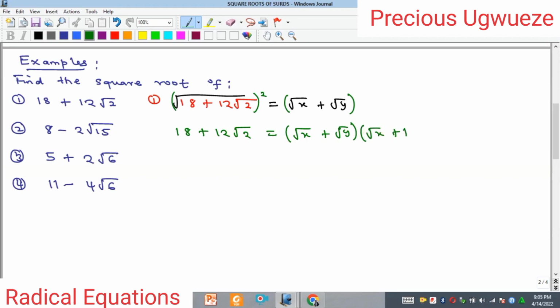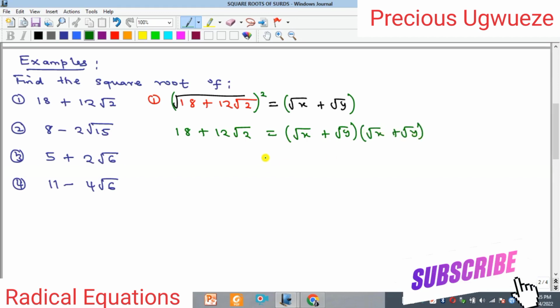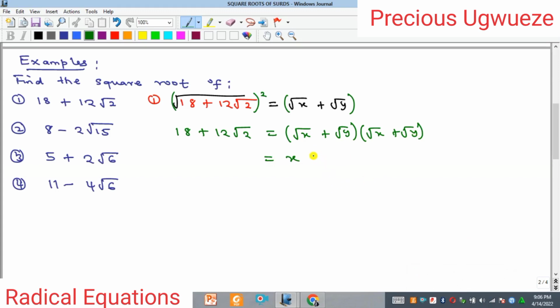That is of course going to give us the square root of x times square root of x is x, and then square root of x times the square root of y is going to give us the square root of xy. Square root of y times this is also the square root of xy, and root y times root y will give us y.